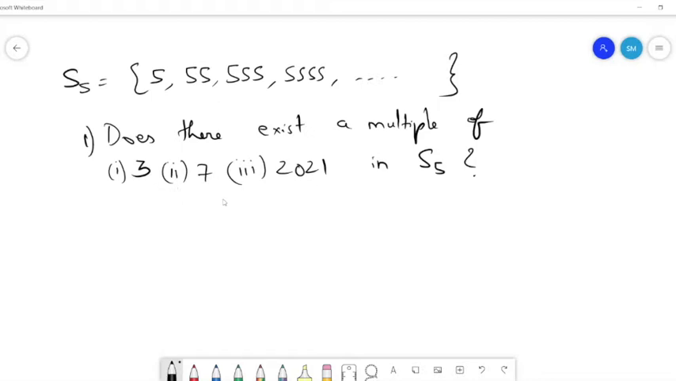And let us now take up this case of 2021. Does there exist a multiple of 2021 in S5? Any comments on this before I proceed to the solution? Or with more hints? Any comments? Okay, fine. So if there are no further hints, if there are no further comments.